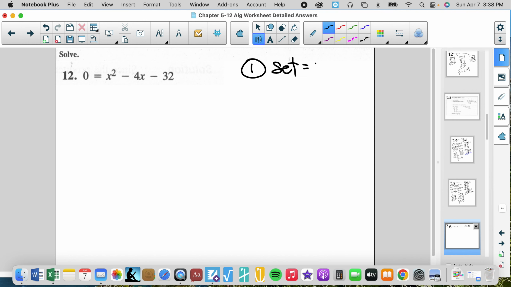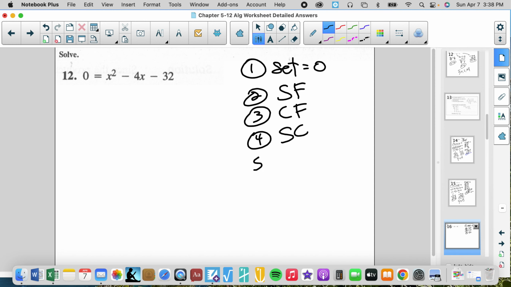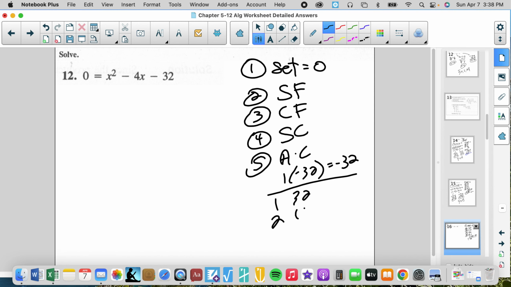Set equal to 0, yes. Common factor, no. Standard form. Common factor. Special case, no. A times C, 1, negative 32. Factors of 32 are 1 and 32, 2 and 8, 4 and 8, that's it.